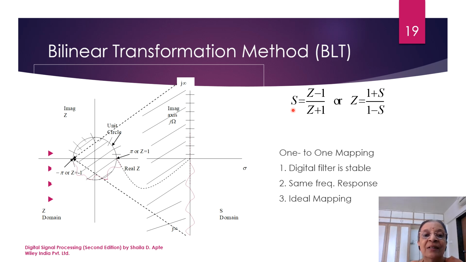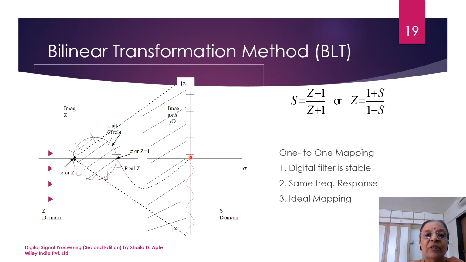Now, let us see how the mapping is. When s is equal to 0, what will happen to z? s is equal to 0, z is equal to 1. So s is equal to 0 maps onto z is equal to 1. When s is equal to j infinity, we have (1 plus j infinity) upon (1 minus j infinity); dividing throughout by infinity, I'll have (1 upon infinity plus 1) divided by (1 upon infinity minus 1), so it will map onto minus 1. So this point maps onto minus 1. Similarly, minus j infinity also maps onto z is equal to minus 1.